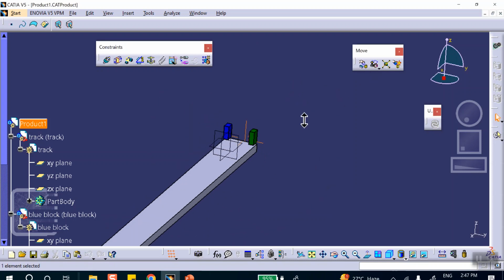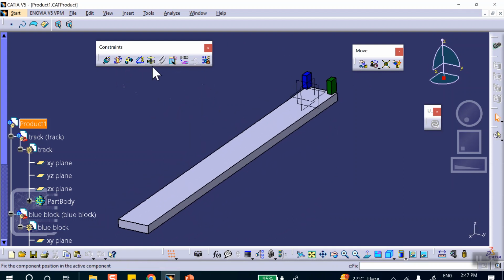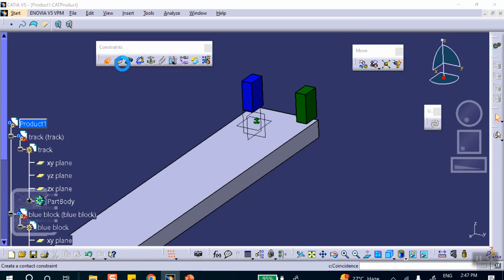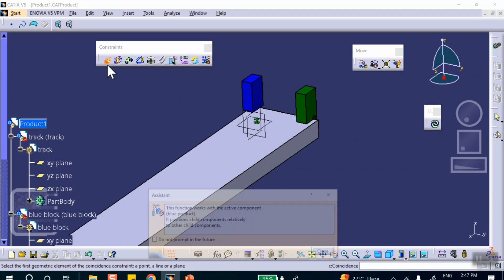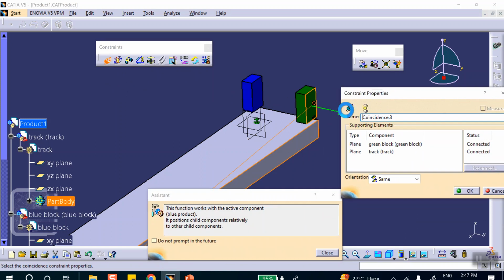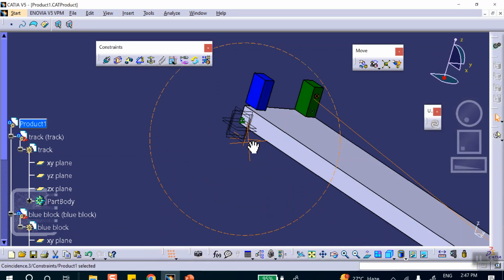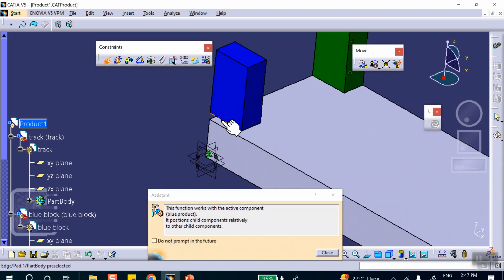And now we start creating our joints. So let's see. Let's anchor the track. Okay. And I'm going to make a coincidence between this edge and that edge, and coincidence between this face and that face, or you can do the bottom face of the two, and update is going to bring it down. Repeat it on the side, coincidence between this edge and that edge.